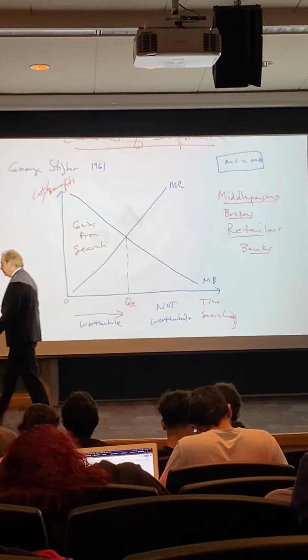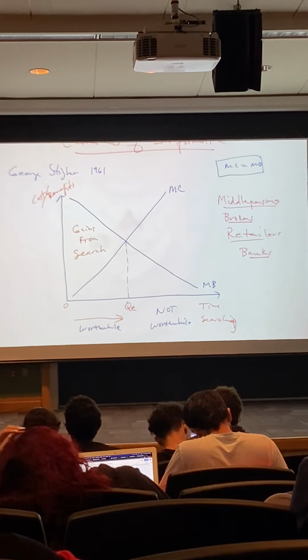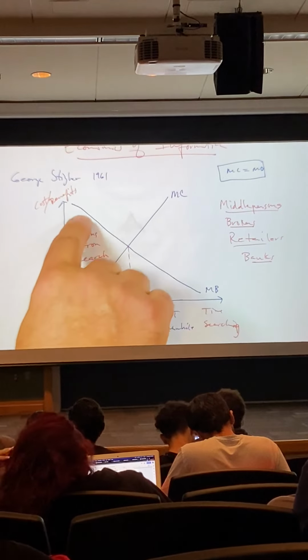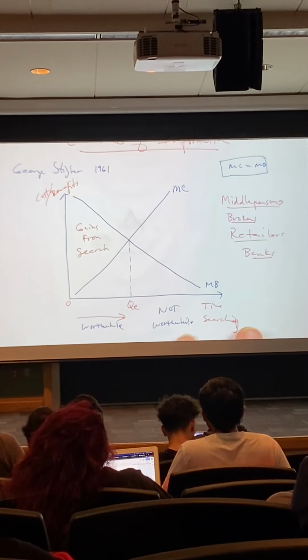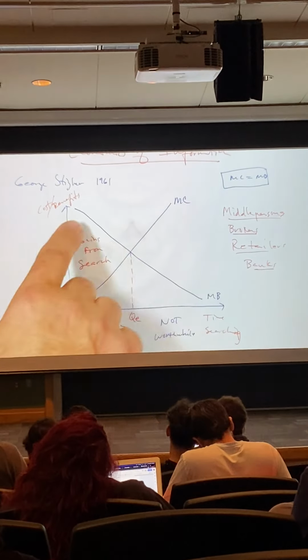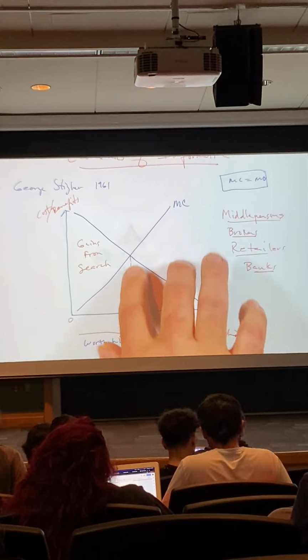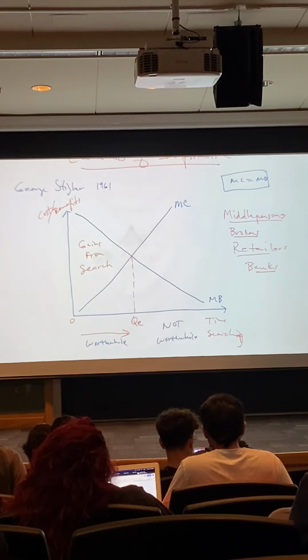Now, just like there are gains from trade, Stigler's going to point out there are gains from search as well. So this marginal cost curve of searching is like a supply curve. The marginal benefit curve of searching is like a demand curve. And we know there's always going to be some kind of an equilibrium, a cutoff point.